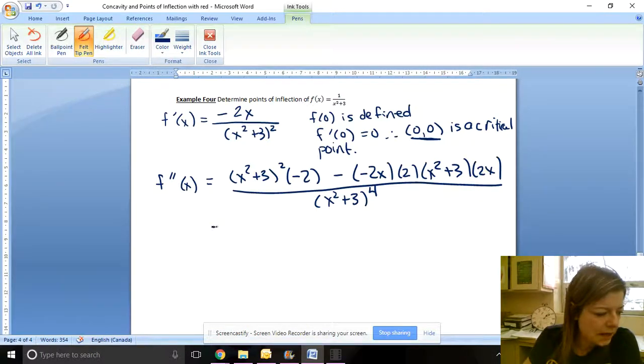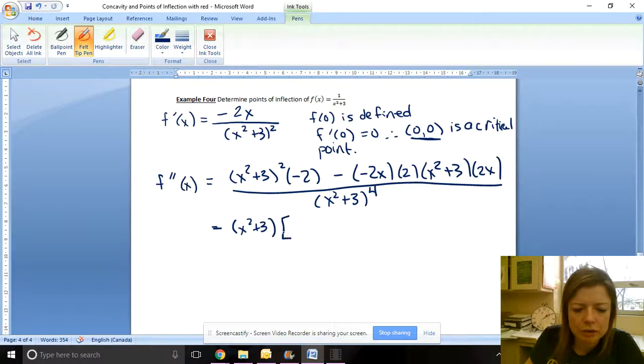Okay, so now it's just a matter of using your beautiful, wonderful, awesome ability to collect like terms and all that kind of fun stuff. So what you might notice first is that you can actually common factor out an x squared plus 3. And the reason why that's useful is because then you can cross one of these x squared plus 3's out.